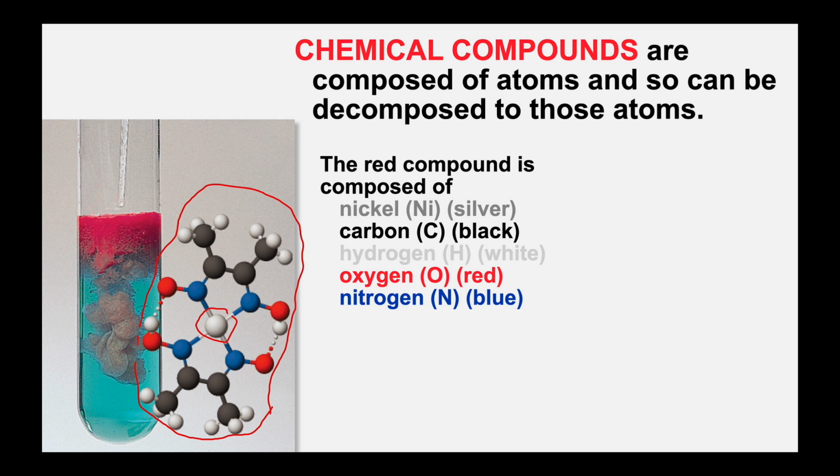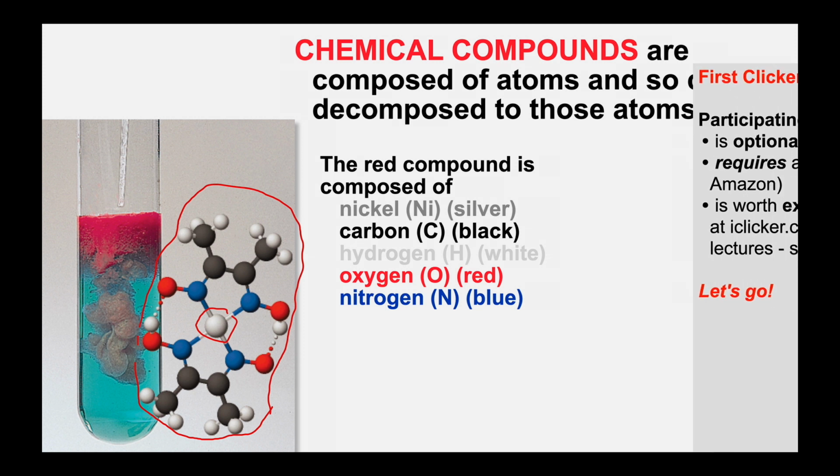This is the compound you're actually going to make in Chem 223 if we have face-to-face labs. Dimethylglyoxime and nickel is a good test to see if you have nickel in your solution, but we'll talk about that later. So this is an example of a compound. This compound has nickel, carbon, hydrogen, oxygen, and nitrogen atoms in it. So many atoms make a compound, which is cool.